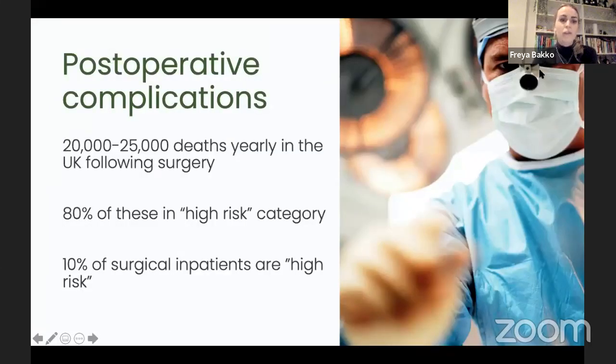So post-operative complications are fairly common. About 20,000 to 25,000 deaths occur yearly in the UK following surgery. 80% of the deaths are seen in high-risk patients, and we'll talk a bit about what makes a patient high risk in the next couple of slides. And 10% of surgical inpatients are classed as high risk.